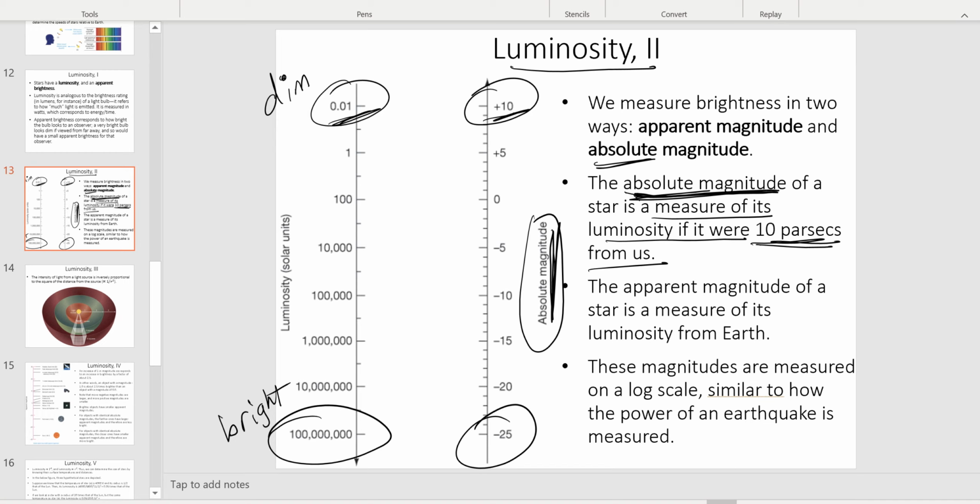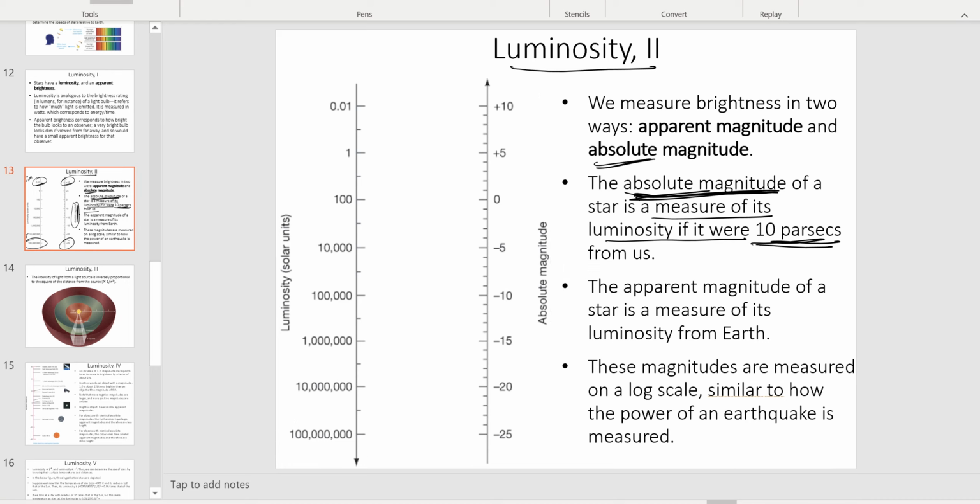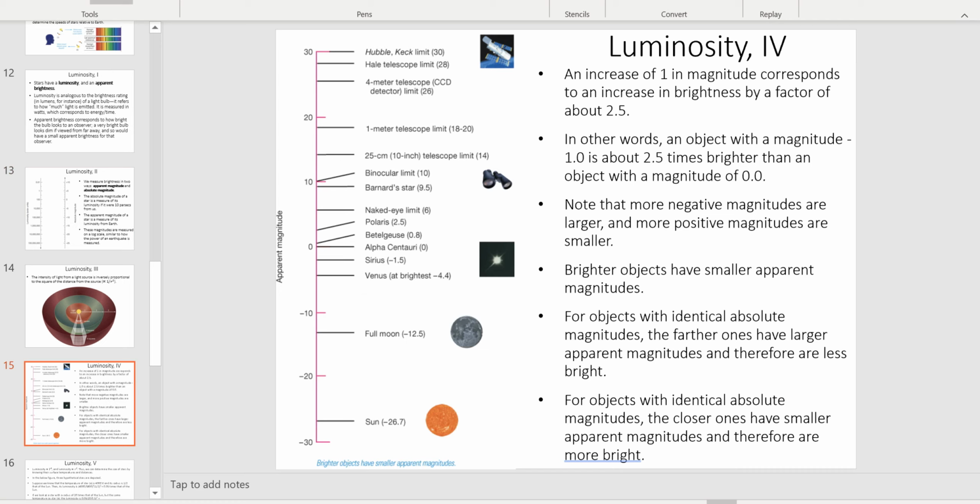Now let's talk about apparent magnitude. Apparent magnitude is exactly the same thing, except it refers to how bright a star looks given its actual distance from Earth, rather than how bright the star really is. But everything I just said about the scale applies. So a very negative apparent magnitude is a star that looks really bright, and a very positive apparent magnitude is a star or an object that looks very dim.